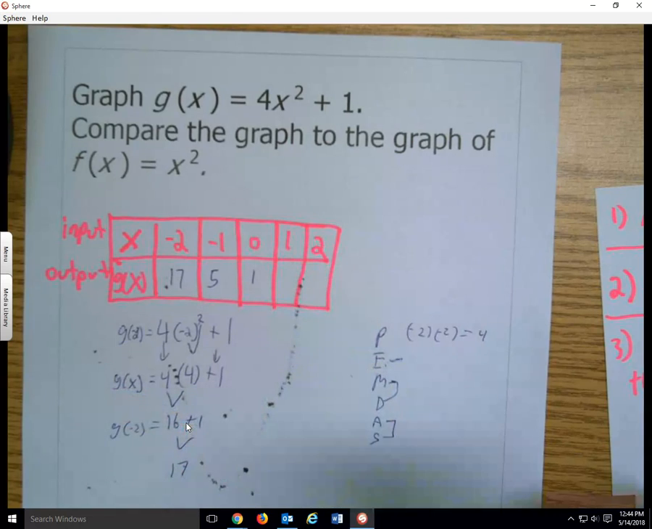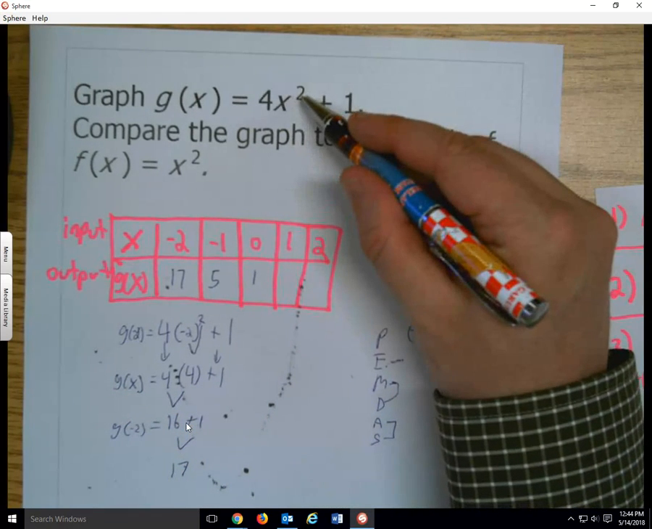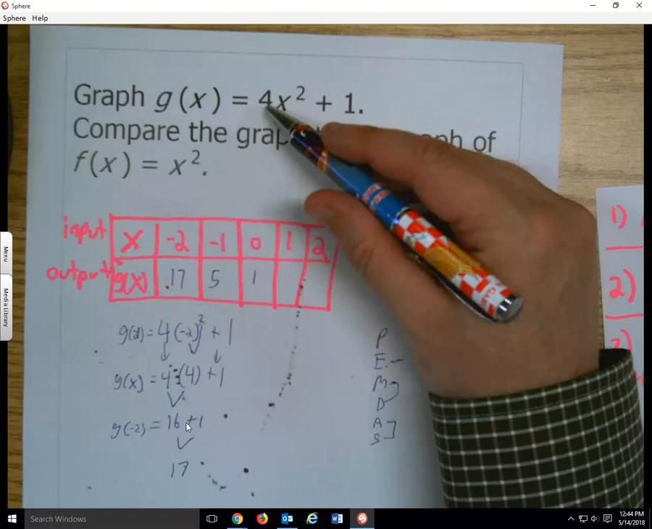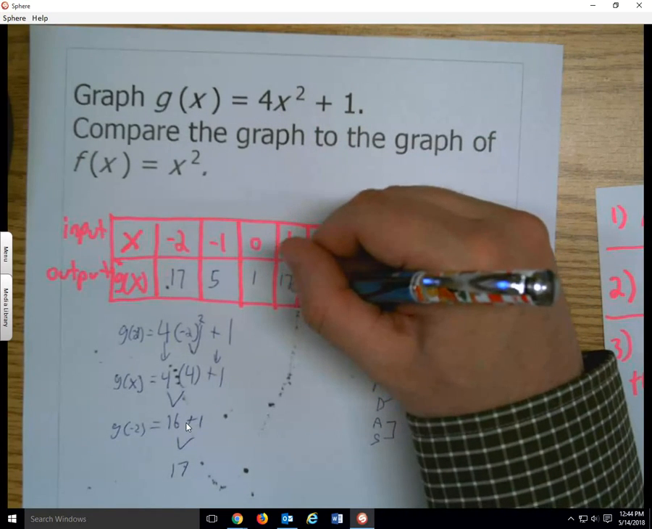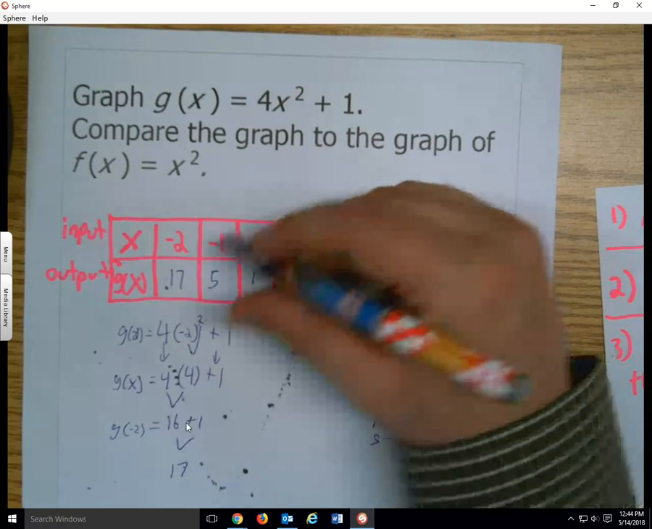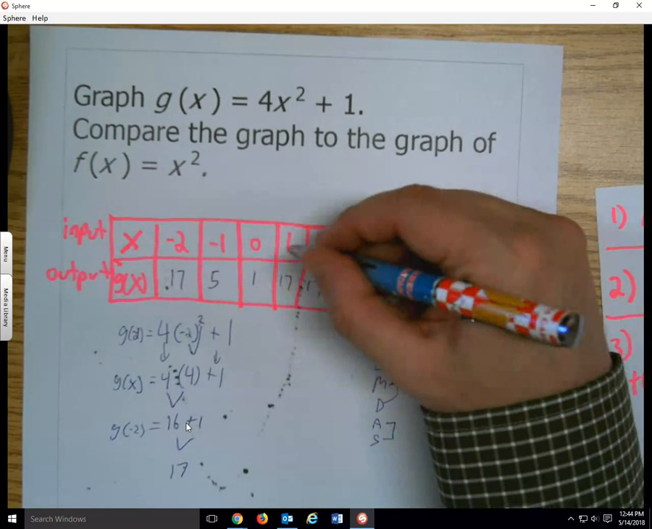Let's see if that's also true. 2 times 2 is 4. 4 times 4 is 16. 16 plus 1 is 17. Well, that's true. Oh, I did the 2 first, sorry. Skipped. I should have done the 1 first.